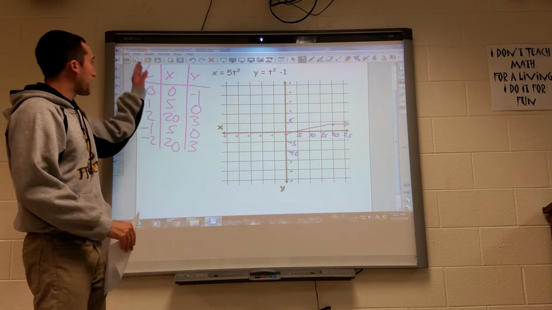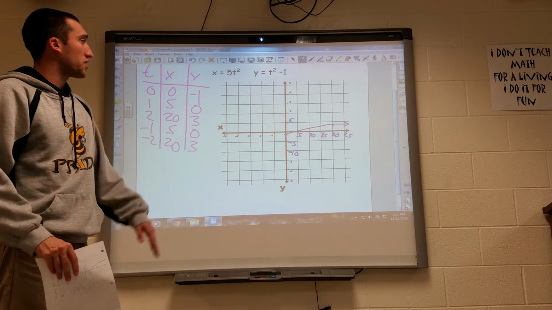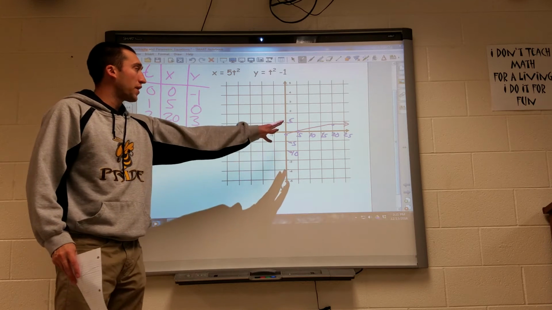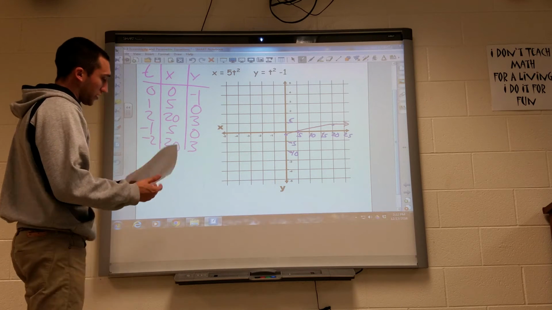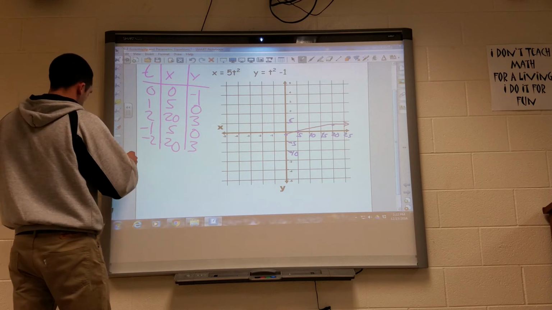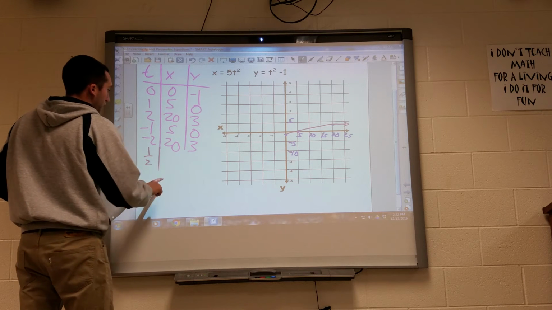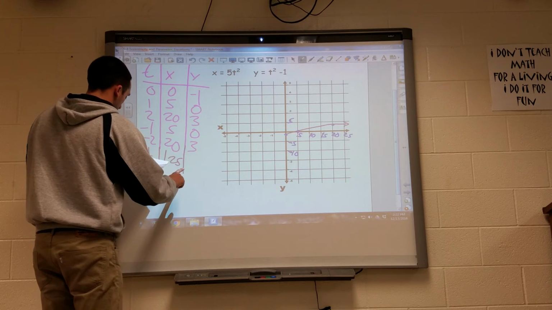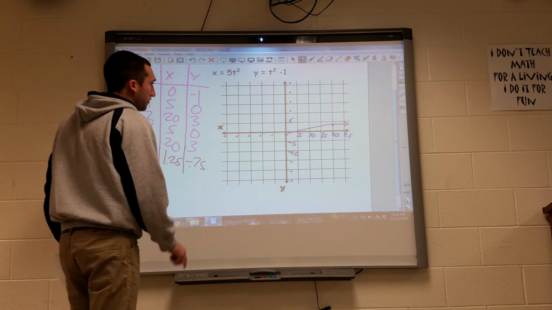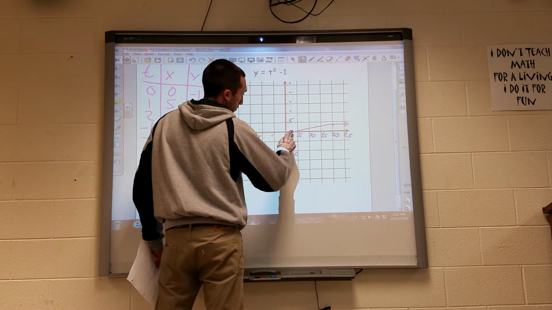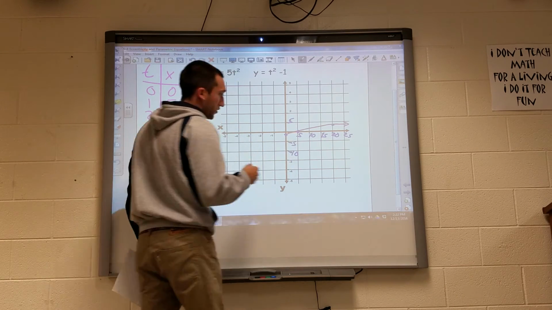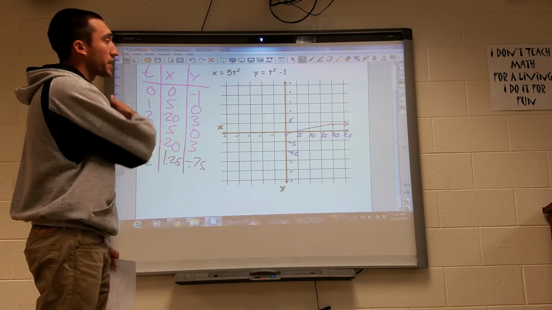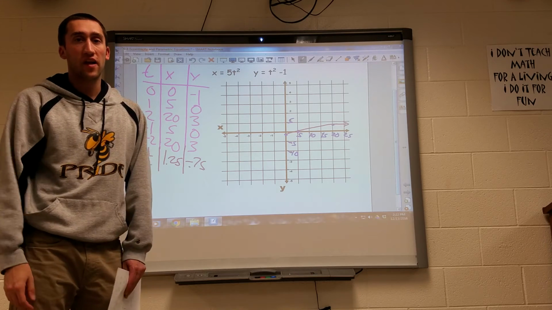Okay, so I've plotted my parametric equations. Just to give you an example, I did 1/2 just to show you that the fractions aren't changing much. That gives us 1.25 and negative 0.75. So that puts us right about there, which falls on the line, but we're never going to get anything on the left-hand side of the y-axis.